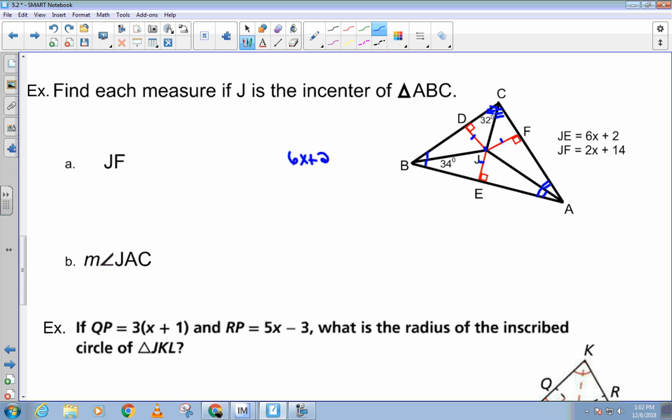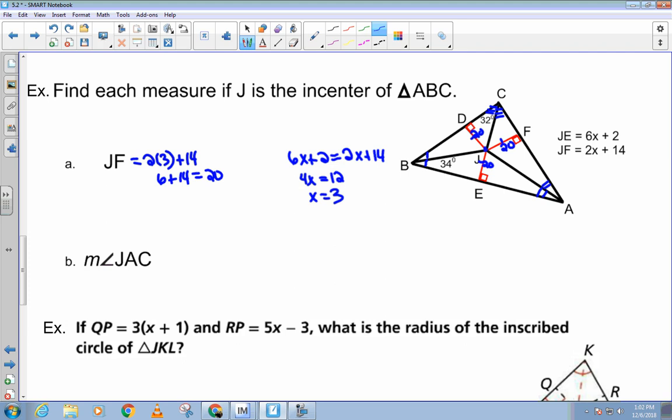6x plus 2 equals 2x plus 14. Subtract 2x from both sides, subtract 2 from both sides, and we get x is 3. Is that my answer? No, we have to go back and plug it in. So we end up with 2 times 3 plus 14, 6 plus 14, which is 20. So JF is 20. What else is 20? JE and JD, right? All of those are 20. Now I'm going to add a question to it.